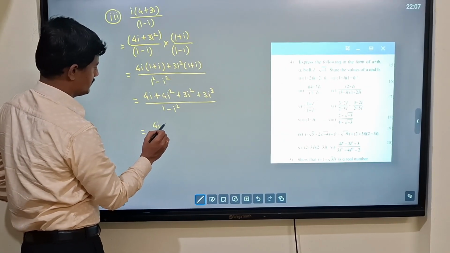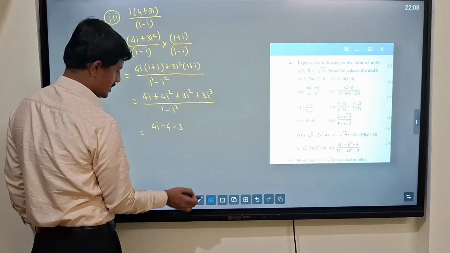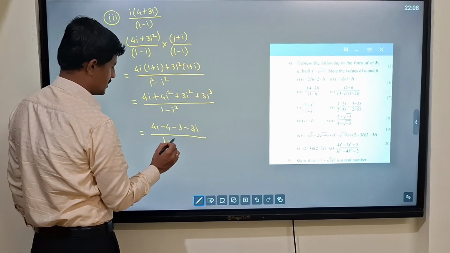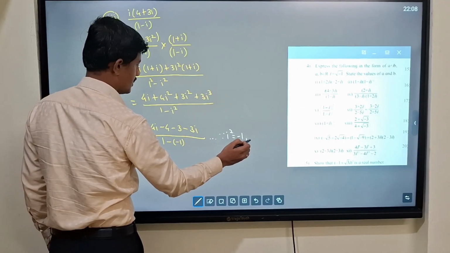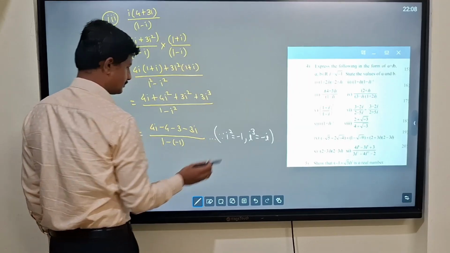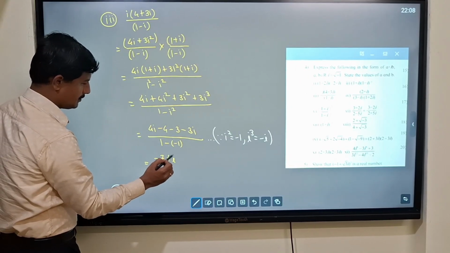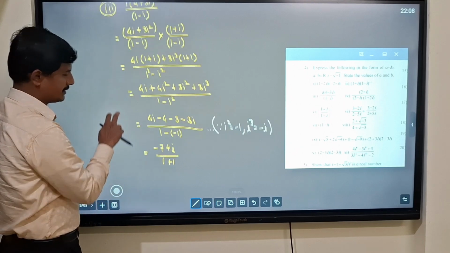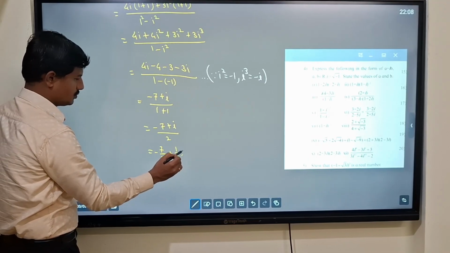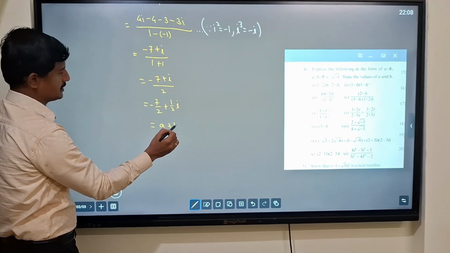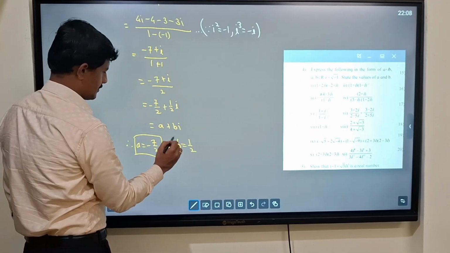So here this becomes 4i minus 4 minus 3 minus 3i upon 1 minus of minus 1. Why? Because i square equal to minus 1 and i cube is equal to minus of i. So minus 4 minus 3 becomes minus 7 and 4i minus 3i becomes plus i. 1 plus, this becomes 1 plus 1. This becomes minus 7 plus i upon 2. So we can write minus 7 by 2 plus 1 by 2 i, that is equal to simply a plus bi. Therefore a is minus 7 by 2 and b is equal to 1 by 2.